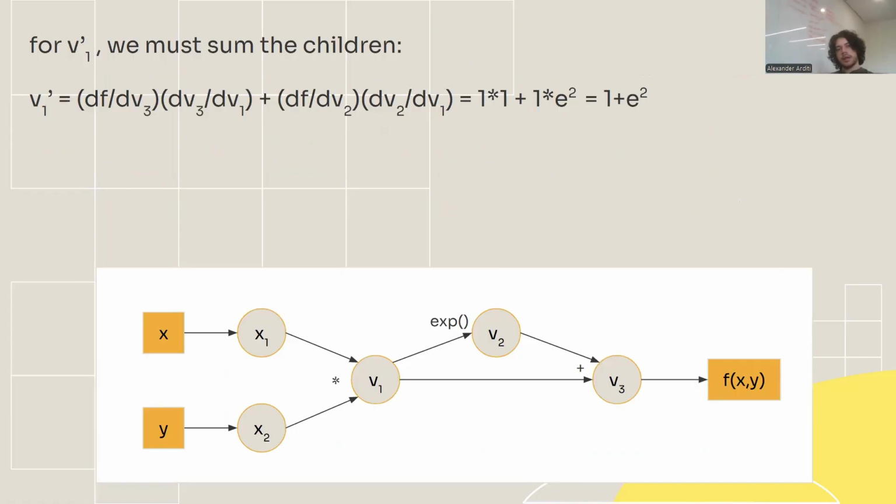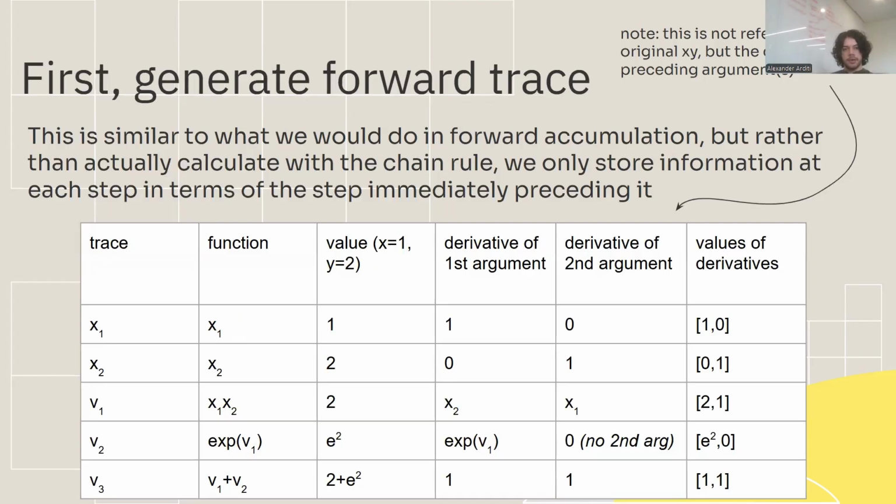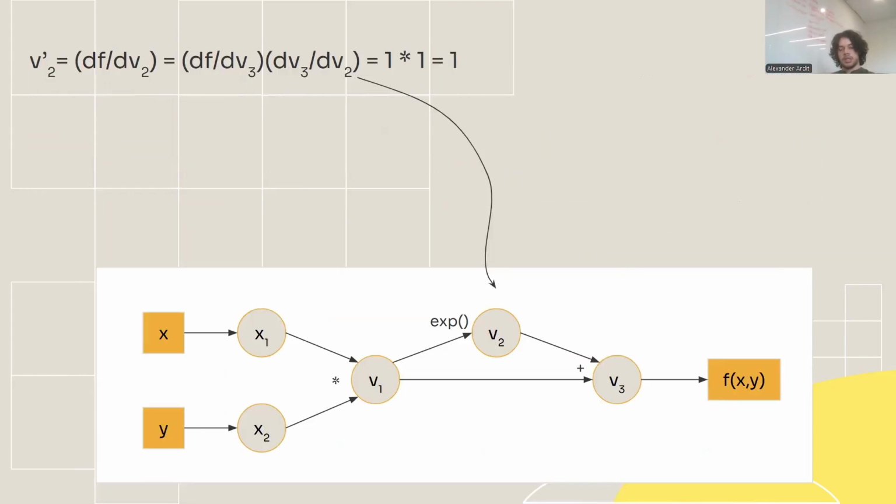Yeah, we have 1 times 1, and then we add that with the derivative of f with respect to v2 times the derivative of v2 with respect to v1. And that's going to be 1 times e squared. I'm going to go back again just to make sure you get that. We have v2 over v1. The derivative with respect to the first argument is going to be e to the v1. But because v1 was already calculated to be 2, we plug in the value of 2 for v1, and we get e squared.